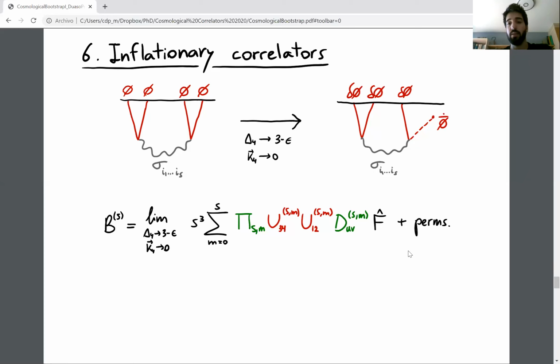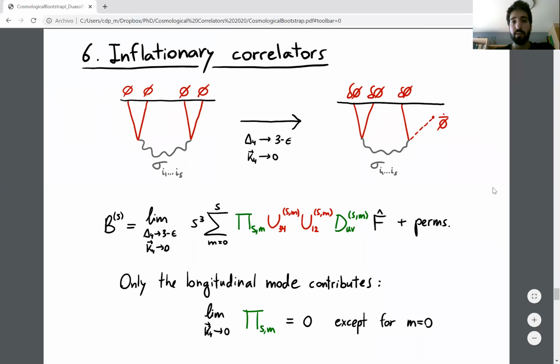The only extra step that we have to do is sum over the permutations, because as you have seen, we are only studying the s channel here. But in order to obtain the inflationary bispectrum, we need to sum also over the t and the u channels. This is what this term means.